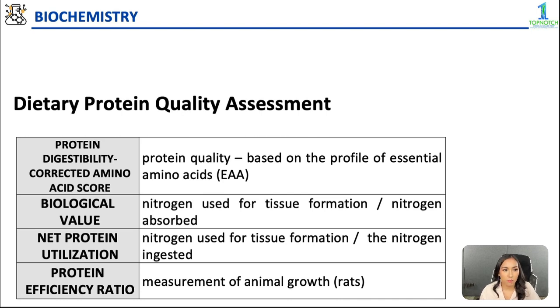So, protein digestibility corrected amino acid score. It talks about the protein quality based on the essential amino acid profile. How about biological value? So it's calculated by this formula, nitrogen used for tissue formation divided by nitrogen absorbed. While yung net protein utilization, almost the same as biological value, the formula is nitrogen used for tissue formation divided by the nitrogen ingested. While the protein efficiency ratio is the measurement of animal growth, particularly in rats.